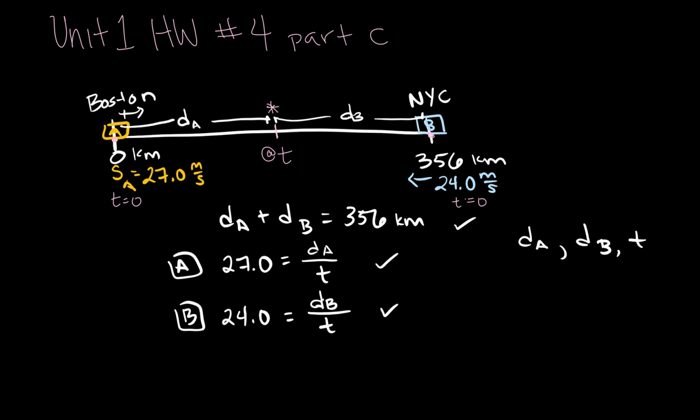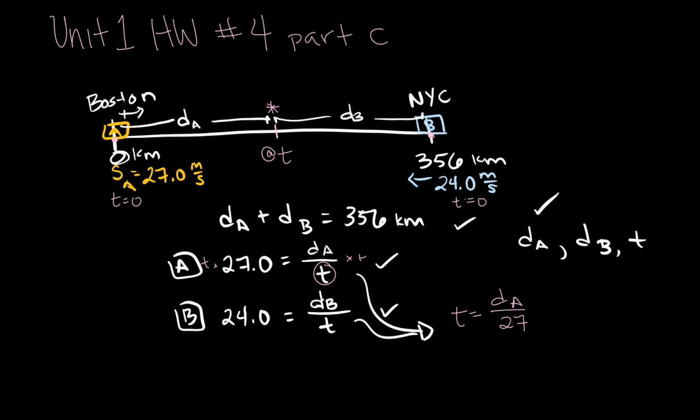Specifically, we want to know the distances. Since our reference frame is 0 right here, it might be useful to start by figuring out what dA is. So I'm going to combine these two equations. If I rearrange the first equation for t, I multiply both sides by t, and then divide by 27. I get t equals dA divided by 27.